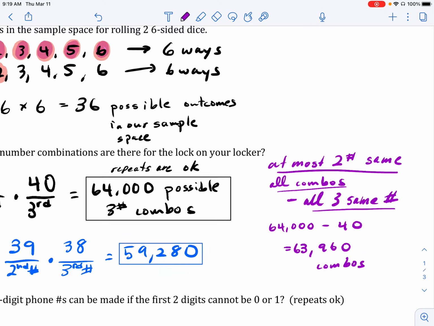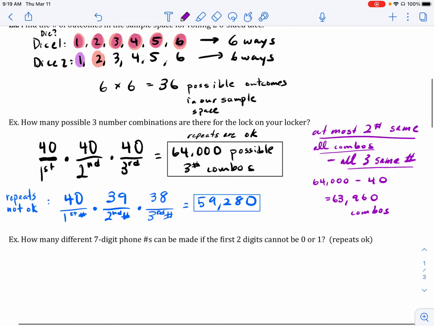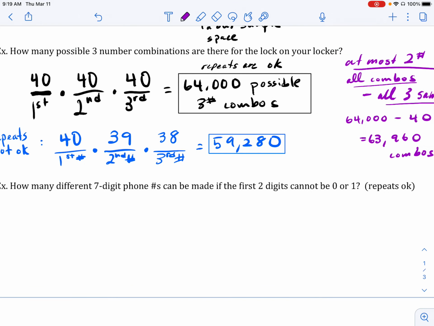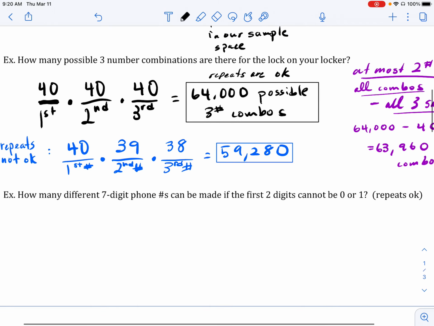Okay. All right. Let's try another problem. How many different 7-digit phone numbers can be made if the first two digits cannot be 0 or 1? I know you're not really used to typing in numbers anymore in your phone. You have everyone on speed dial or saved contacts. But if you remember the days when we actually entered phone numbers, let's think about that. How many different 7-digit phone numbers can be made if the first two digits cannot be 0 or 1? And repeats are okay here.